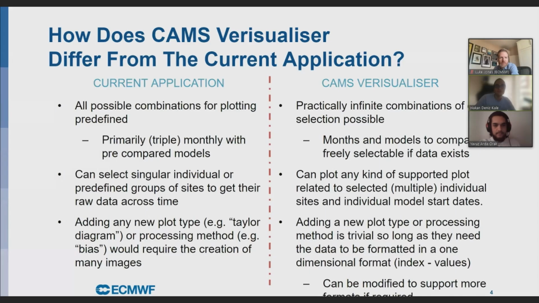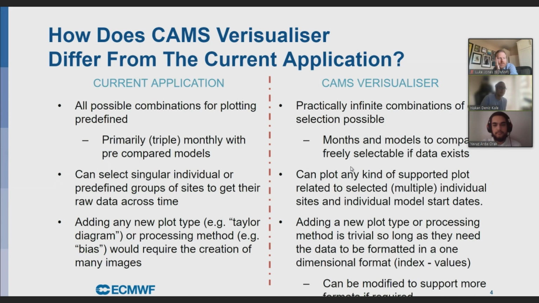So how does it then differ from what we have more specifically? So currently, all possible combinations you'd like to verify are predefined. These are usually monthly or triple monthly data sets with models which have been matched before to be able to be compared. But with our CAMS Verisualiser, it's possible to just give the raw model data and the selection of time, months or dates, as well as models, and the comparison of them can be done totally dynamically.